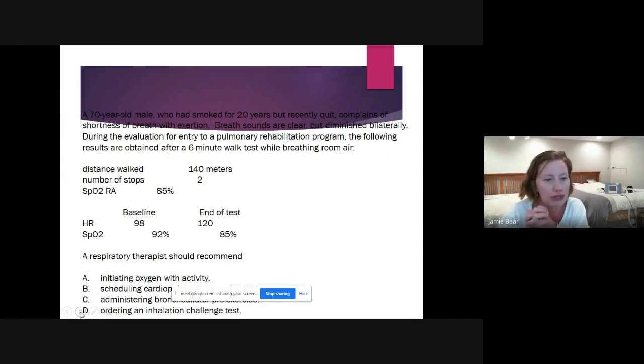Initiating oxygen with activity, scheduling cardiopulmonary, administering... Sorry, you guys, my screen is blocked off, so you guys can read this. Which one of these sounds the most reasonable? A, very good. Initiating oxygen with activity. At baseline, their heart rate was 98 and SpO2 92, and they had to stop twice. Heart rate jumped up to 120 and they had 85% SATs. Good.